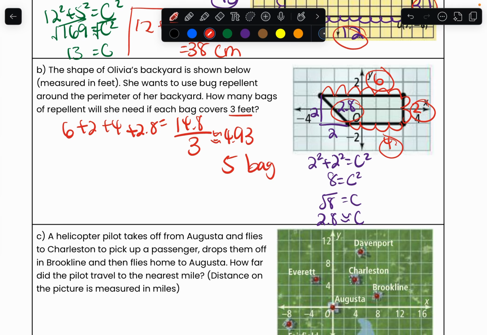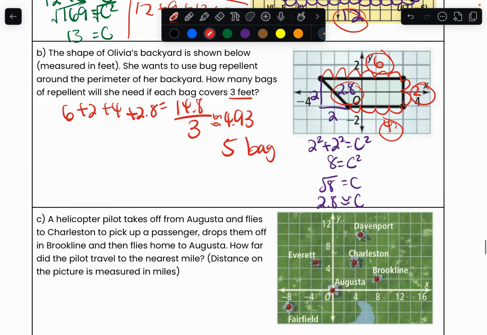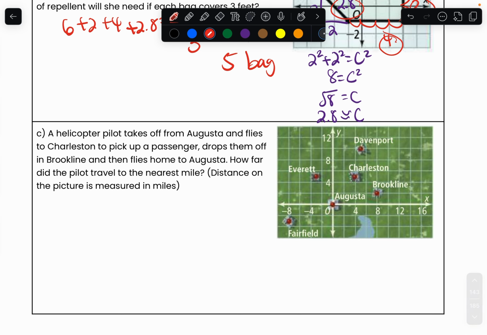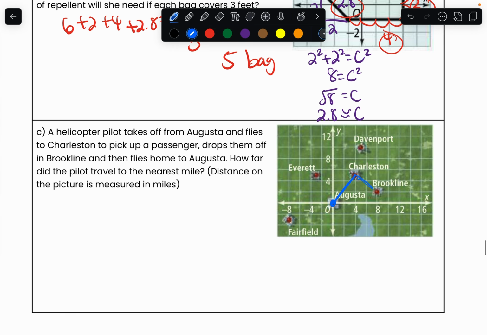Now for question C here, this is going to be a multi-step one though. It says the pilot takes off for Augusta and flies to, well, let me just draw on the picture. Let me put in blue. We first started right here. Then we flew to this place to pick up a passenger. Then we dropped them off in Brookline. And we flew back to Augusta. Now it's saying how much did the pilot travel to the nearest mile.